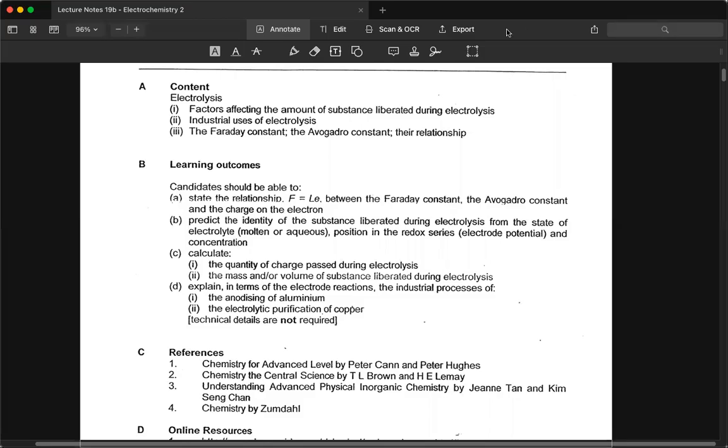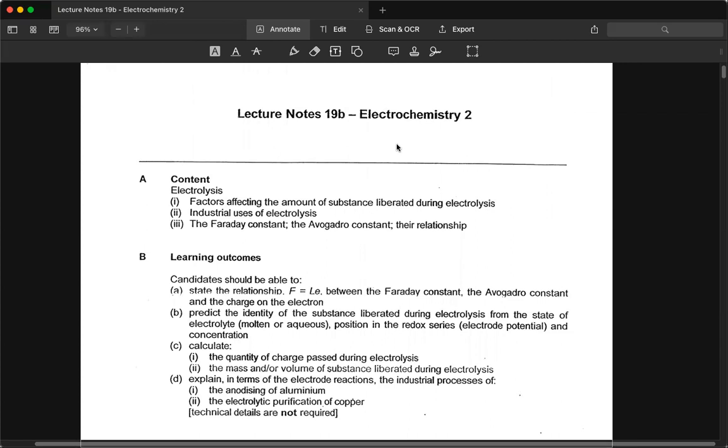Good morning. Today I'll be going through electrochemistry part 2, focusing on electrolysis for the A-level chemistry. Hopefully it will not be too long.